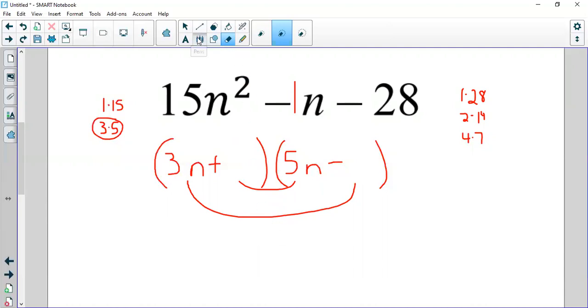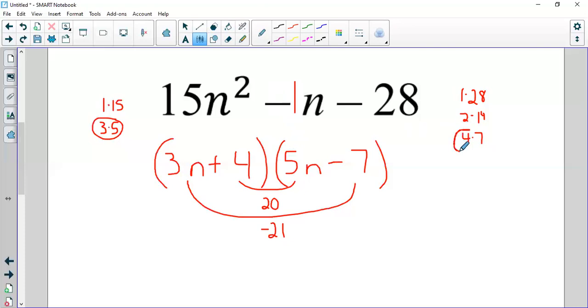I'll put the 4 here and the 7 here. And I'll check them again. Now my outer gives me a negative 21. And my inner gives me a positive 20. And guess what? Negative 21 plus 20 is negative 1. And I got my answer. Jackpot. These are my factor pairs that I used. And I managed to make it work.